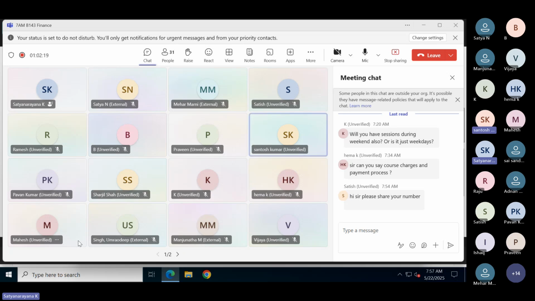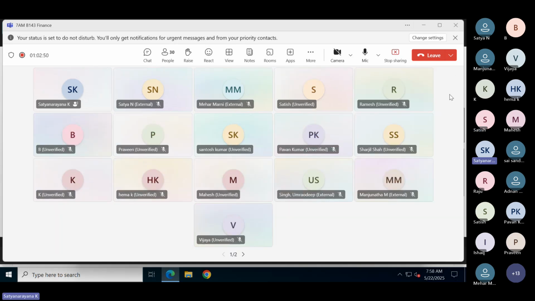Any more questions? Satish, how did you get this link? Sir, I got it from My Learning Nest. Okay, they will share the information with you, because first you need to get information from My Learning Nest. Then you will get my number.